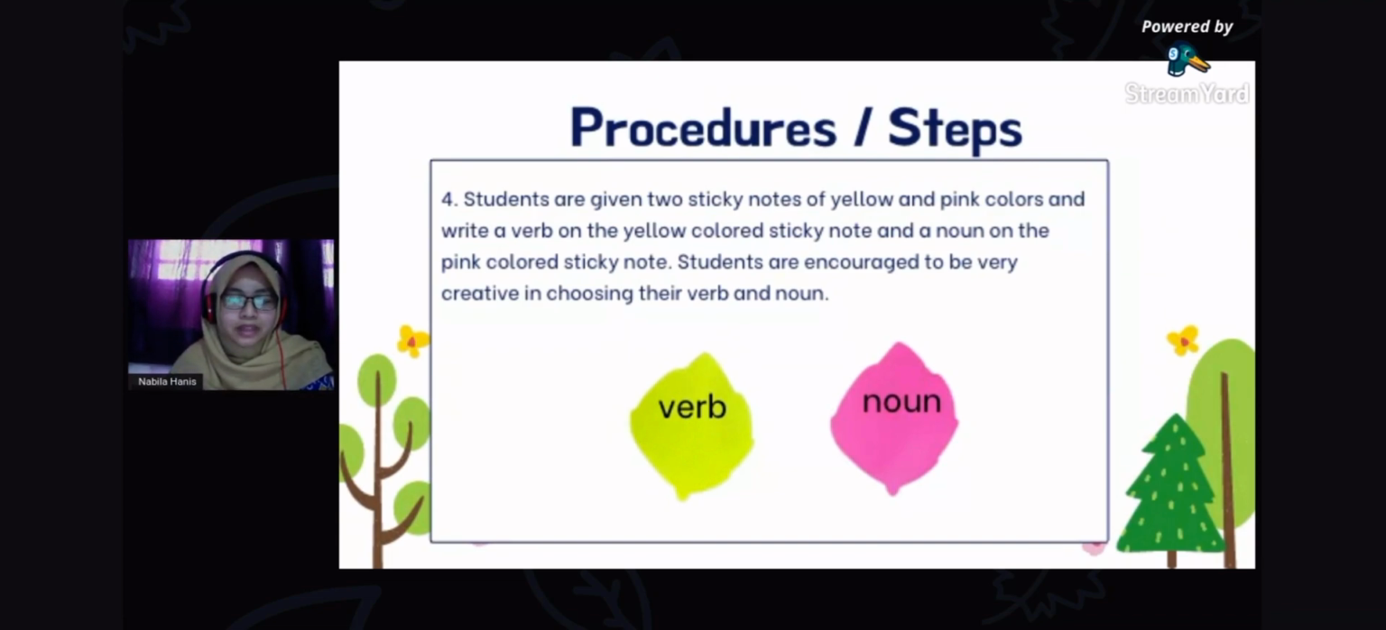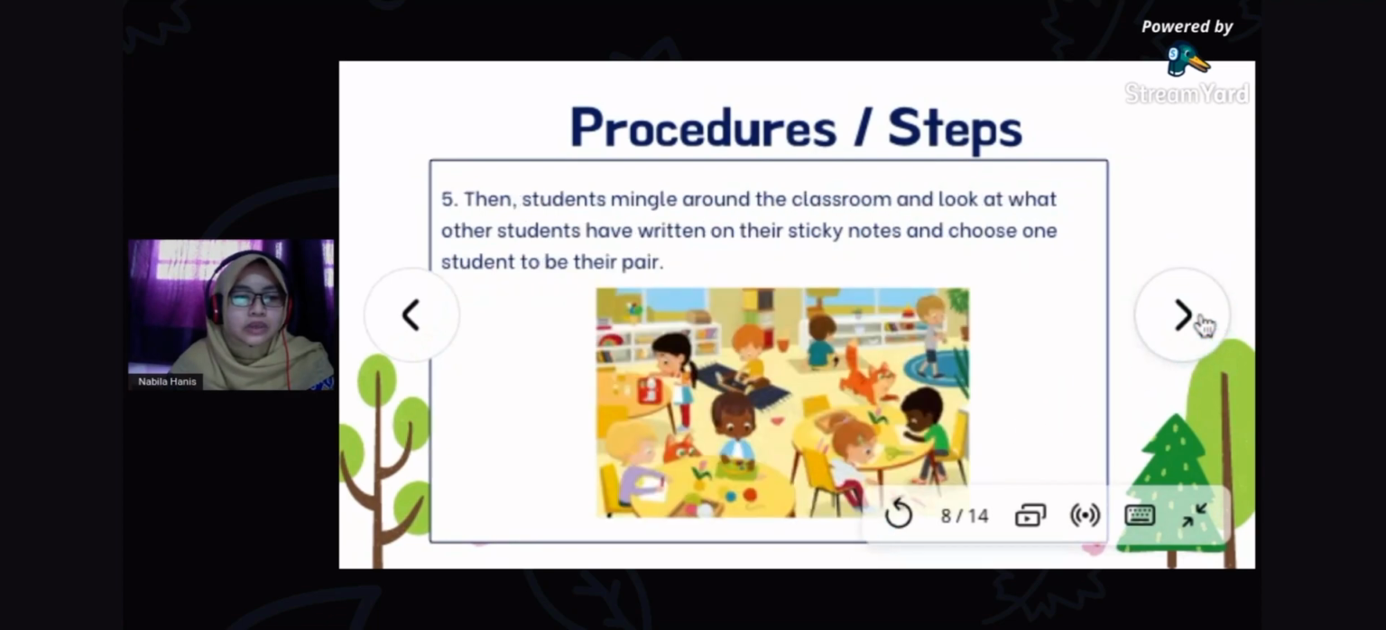Okay, so the rationale of this step is for the students to be independent in exploring a subject matter, which in this case is the verb and noun, using their prior knowledge on that. So as mentioned earlier, they already know what nouns and verbs are. So this step enables them to think on their own, to identify and figure out the nouns and verbs on their own. Okay, so next step.